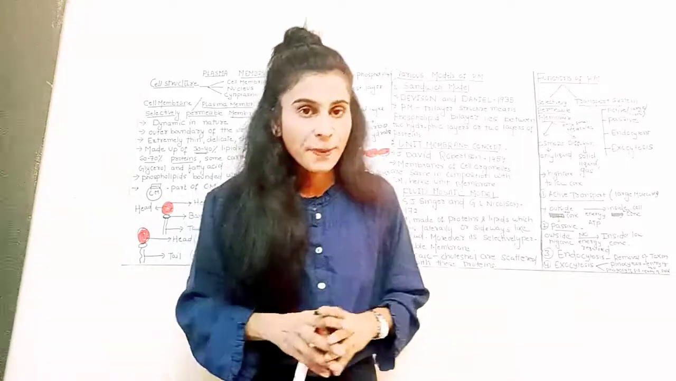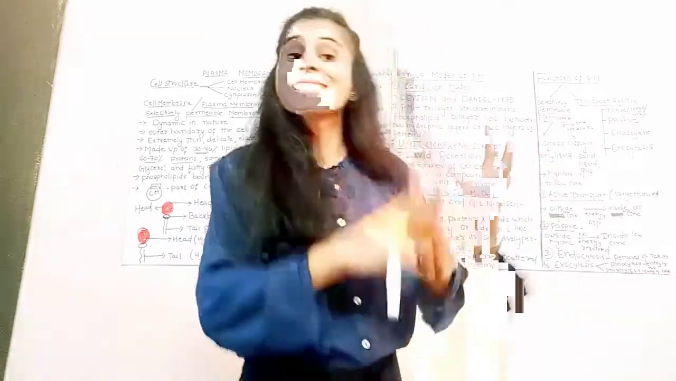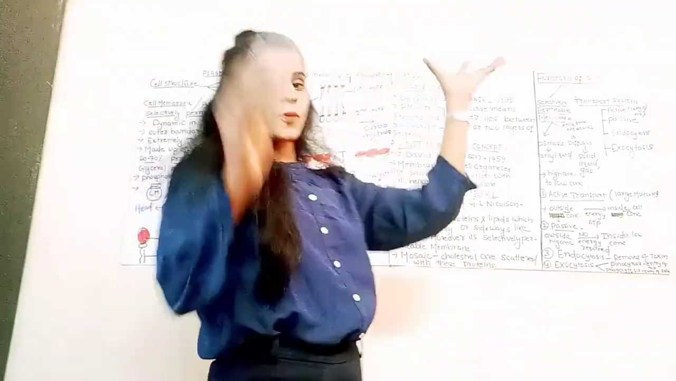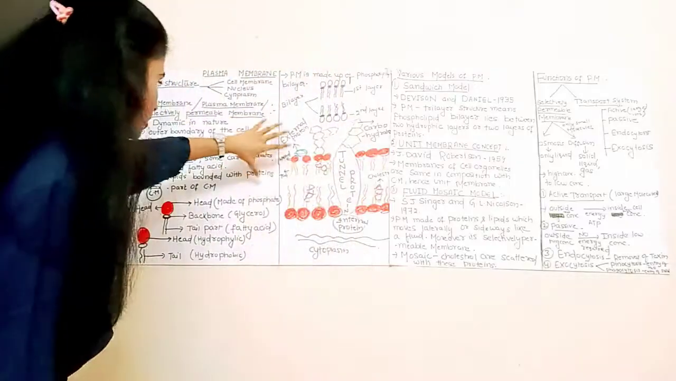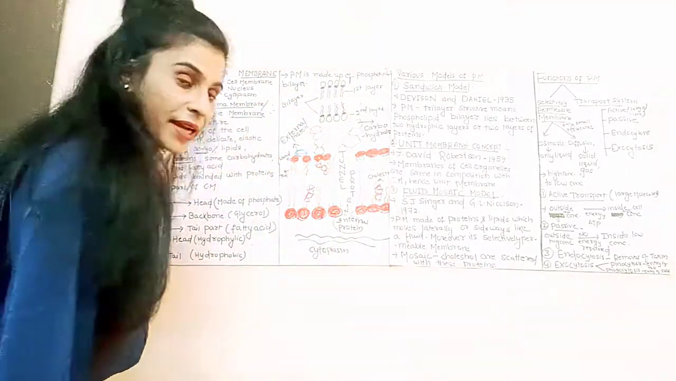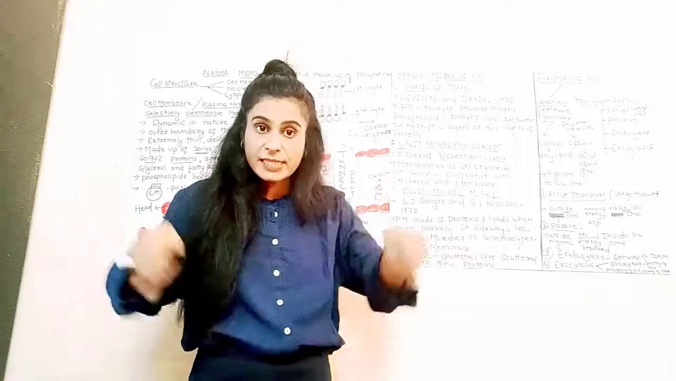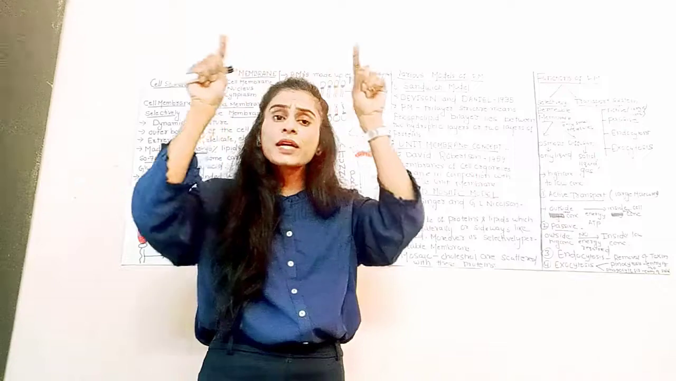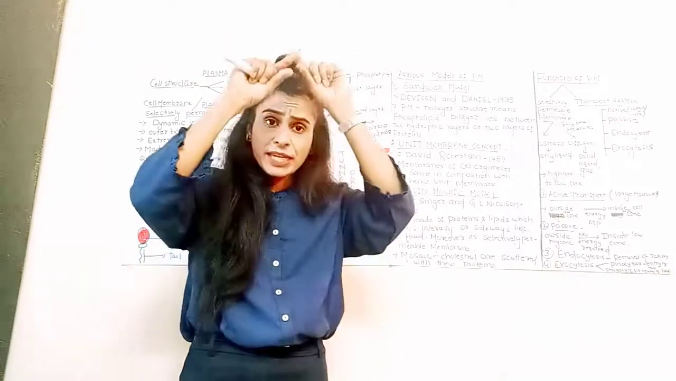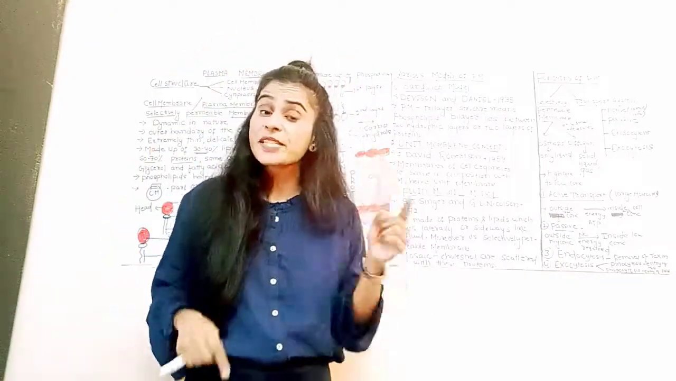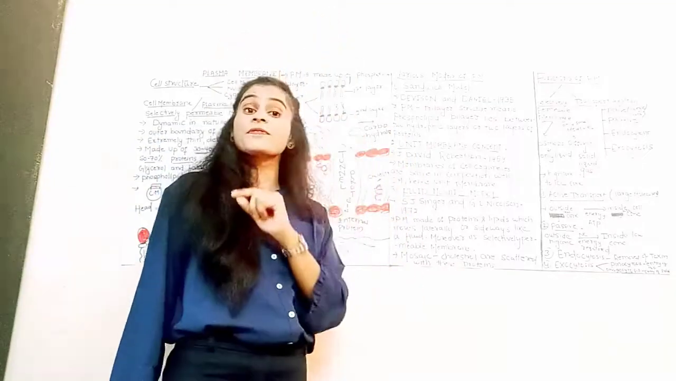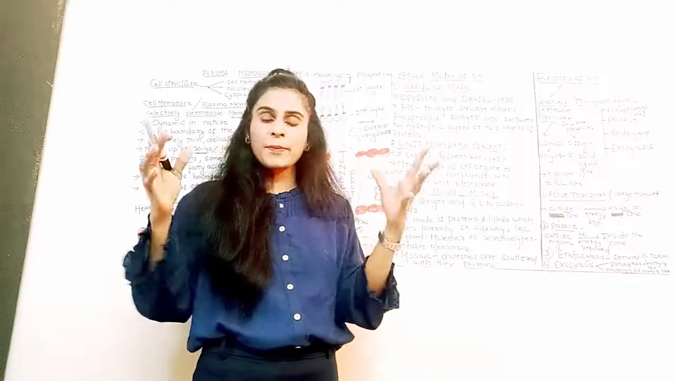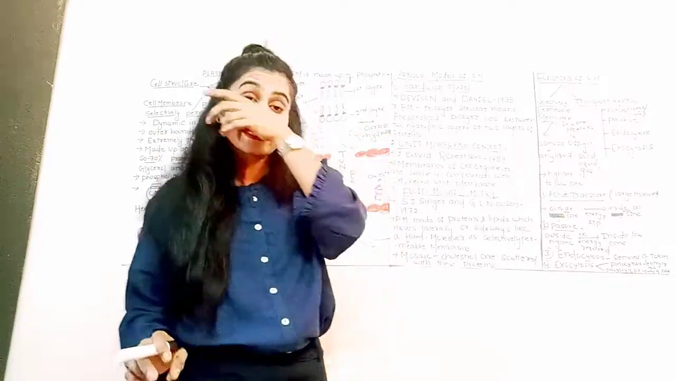Yes, the phospholipids are bound with the proteins and form the structure of the plasma membrane. Suppose this is a cell membrane, or this is the cell. If we take a small part of the cell membrane and observe it under a microscope, what type of structure are we going to observe?